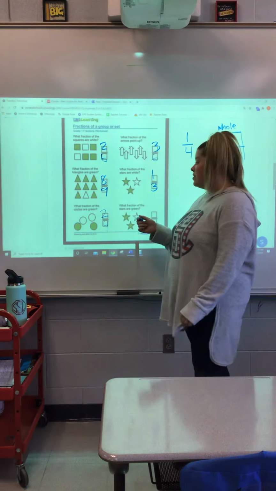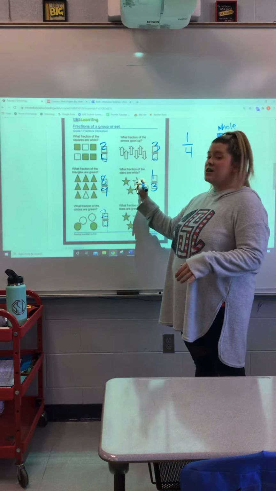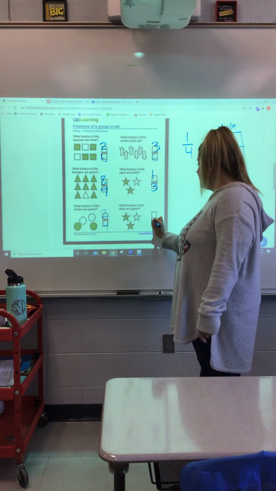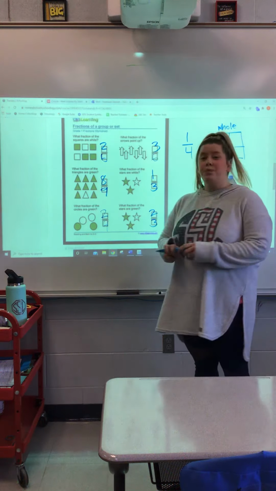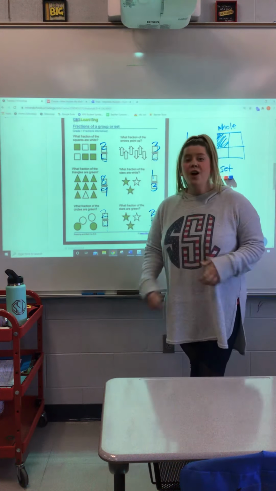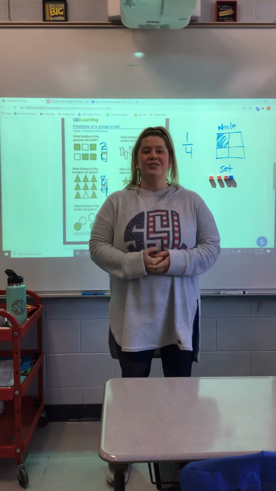What about this one? What fraction of the stars are green? Up here we talked about white, now we're talking about green. How many stars do I have? 3. How many are green? 2. So 2/3 were green. Hopefully you zipped through that. It wasn't too tough. And then you're going to go ahead below and do a little bit of practice.